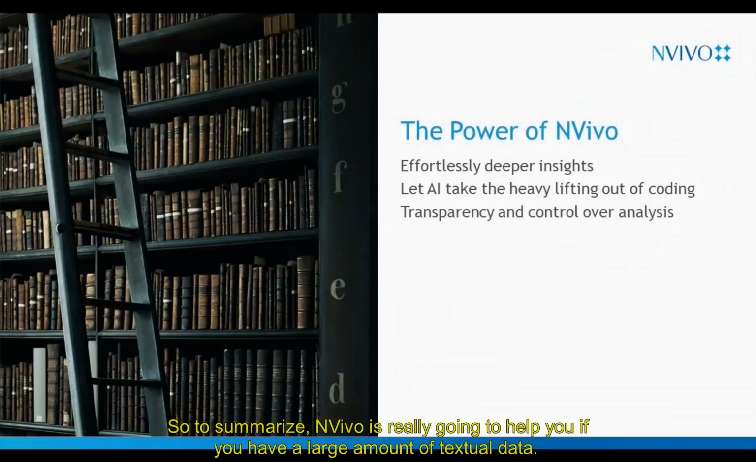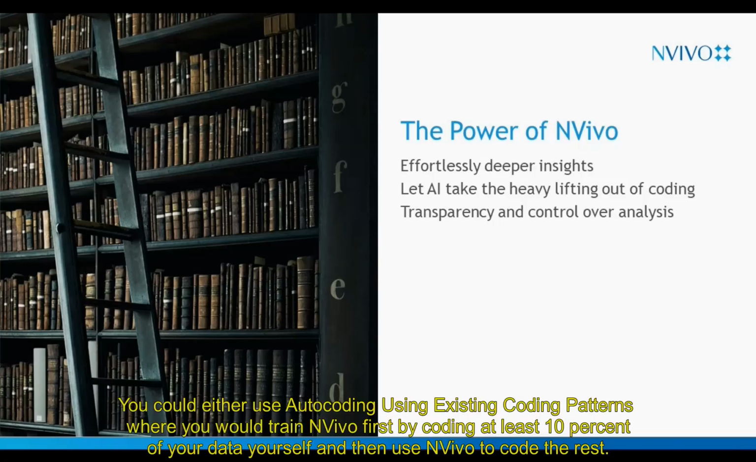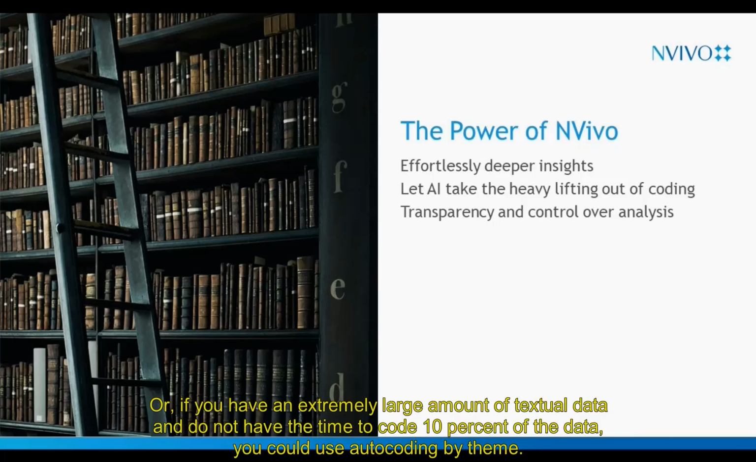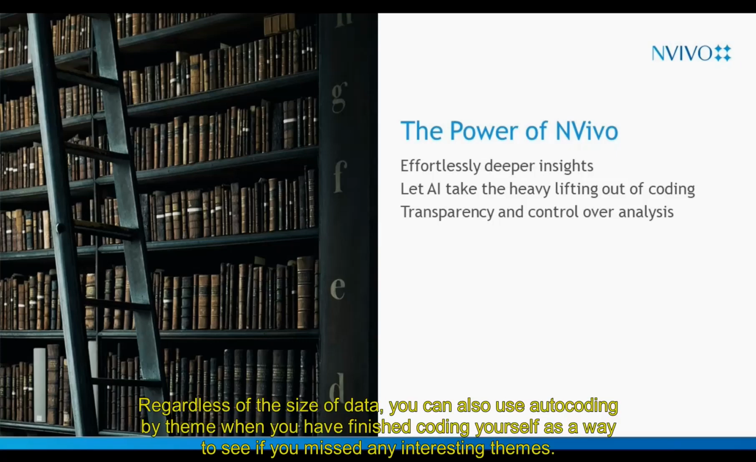So to summarize, NVivo is really going to help you if you have a large amount of textual data. You could either use autocoding using existing coding patterns, where you would train NVivo first by coding at least 10% of your data yourself, and then use NVivo to code the rest. Or, if you have an extremely large amount of textual data and do not have the time to code 10% of the data, you could use autocoding by theme. Regardless of the size of data, you can also use autocoding by theme when you have finished coding yourself, as a way to see if you missed any interesting themes.